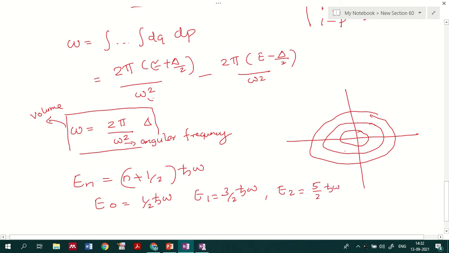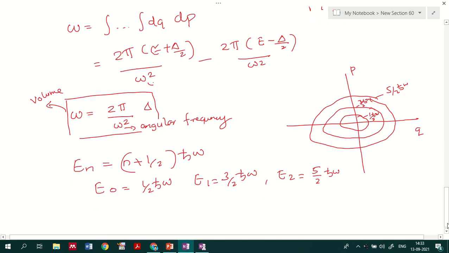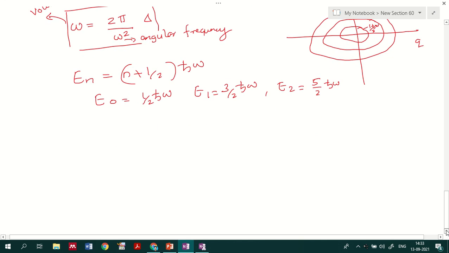Okay, so when I represent that in the figure, this is the area corresponding to half h cross omega, this is 3 by 2 h cross omega, and this is 5 by 2 h cross omega. So these are the different energy levels. Again, this is P with respect to Q, and from that I can identify the different eigenstates corresponding to the harmonic problem.